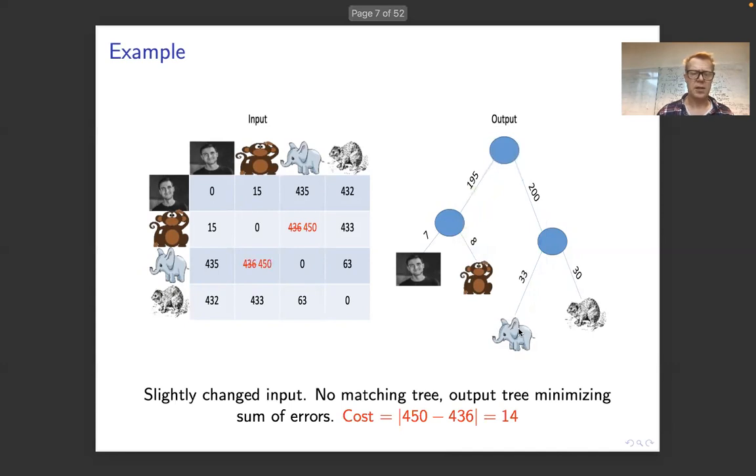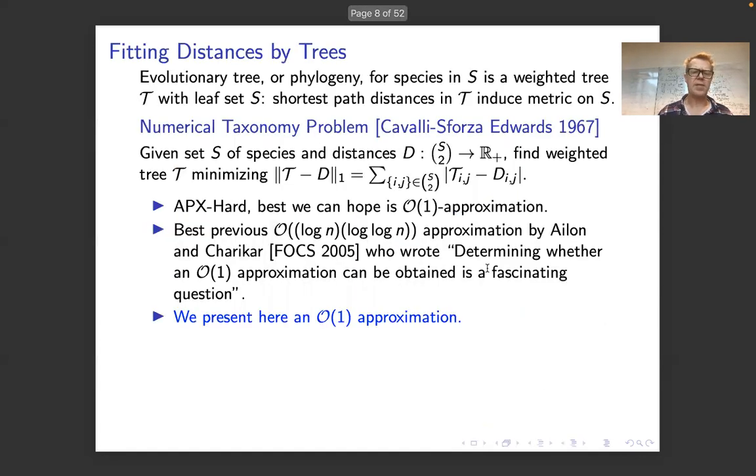Now, things are not perfect. Evolution doesn't behave perfectly, and the measurements are not perfect. So there could be some errors like this distance being a bit bigger, 450. In this case, there's no perfect tree. And in fact, this tree is still minimizing the sum of errors. So that's just the way things are going to be. And this is why we have this optimization problem.